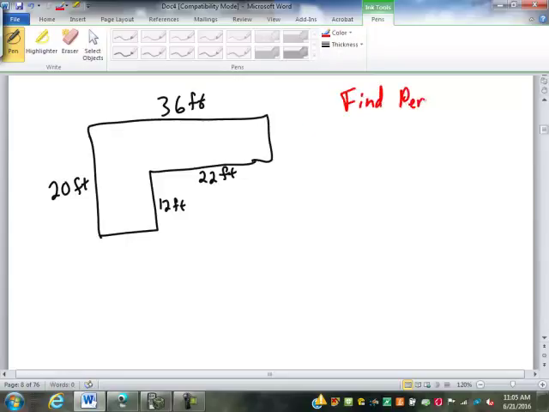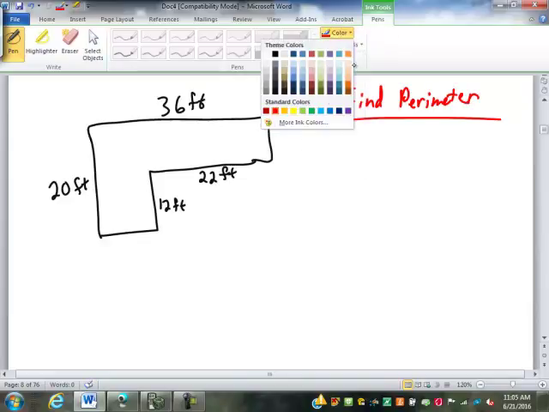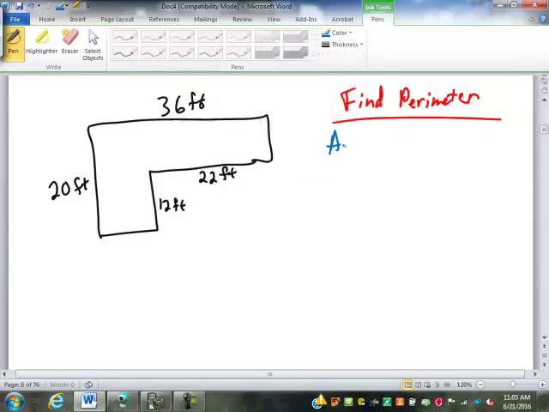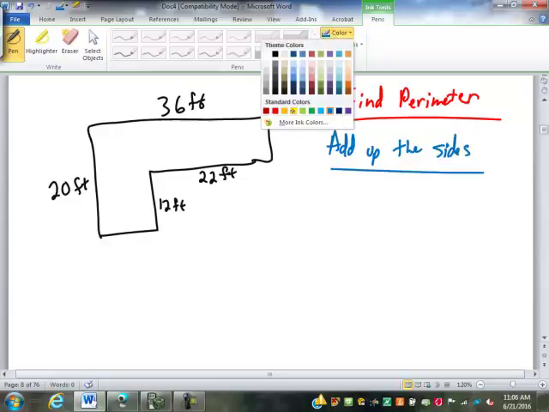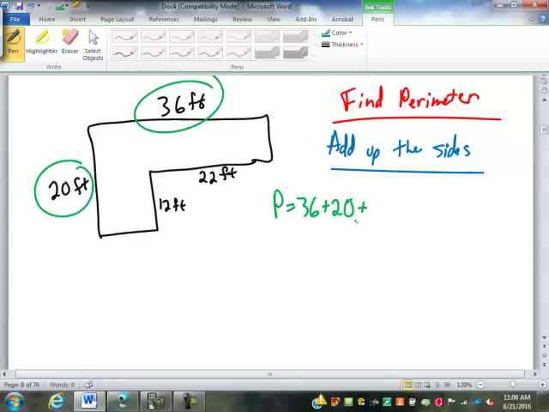Let's find the perimeter. Well, this is not a simple rectangle, so the only way we can find the perimeter is to add up the sides. So let's pick a side to start with. Let's start right here. So the perimeter is going to be 36 plus, so go around, that's 20 plus, what's next? We've got to find the length of this side, don't we?